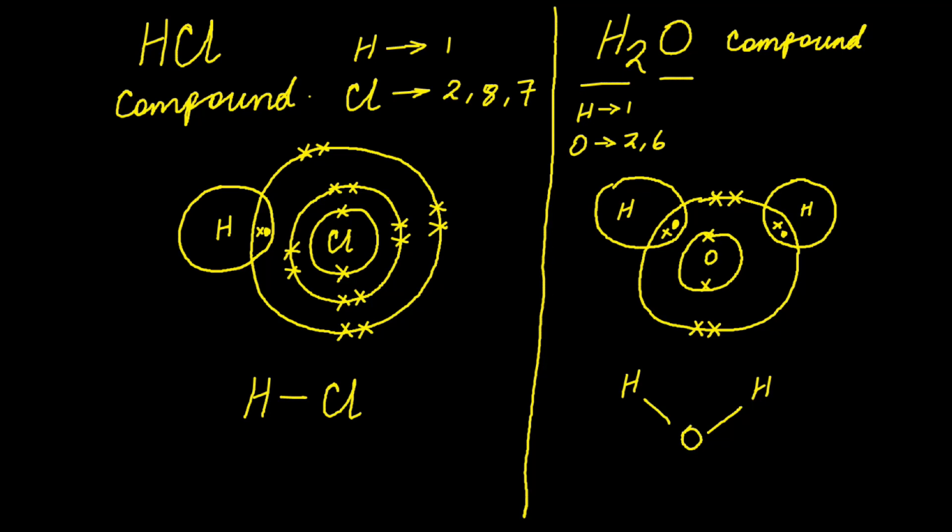Now the next one is carbon dioxide, CO2. Both are non-metals and that's why it's covalent. Carbon is a non-metal, oxygen is a non-metal. Carbon is group 4, oxygen is group 6. Carbon's electronic configuration is 2, 4, so it needs 4 electrons to complete its outermost shell. Oxygen's electronic configuration is 2, 6, which means it needs 2 electrons to complete its outermost shell.